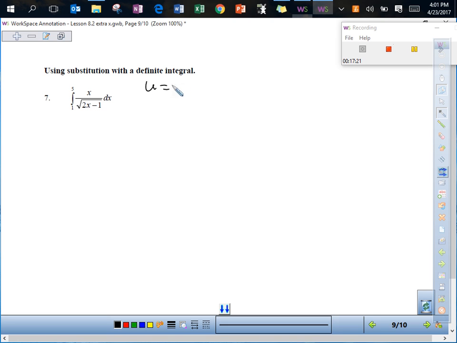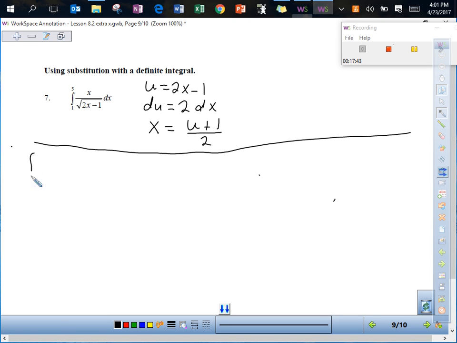My u is 2x minus 1. My du happens to be 2 dx. I've got an extra x, so let's solve that for x. X is going to be u plus 1 all over 2, just like we've been doing. Now when I sub this in, I'm going to leave the numbers off for a second. So my x happens to be u plus 1 over 2. And I happen to have square root on the bottom, so I'm going to write u to the 1/2 on the bottom, du. Just like we've been doing.